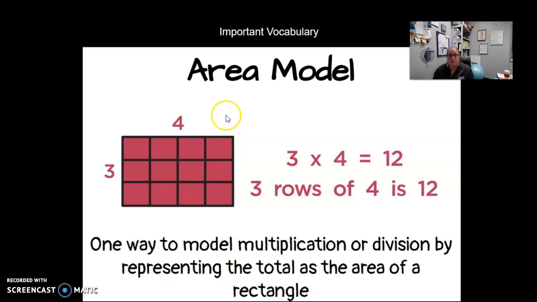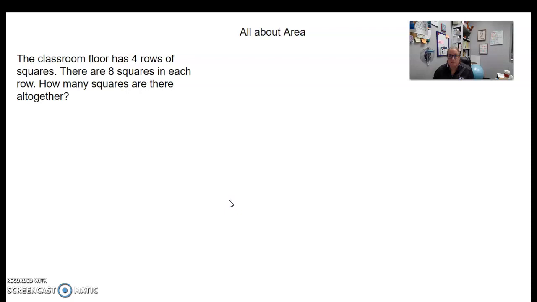So this should look really familiar to you whenever we've done multiplication. An area model is a way to represent multiplication or division by representing the total as the area of a rectangle. So we know how many rows you have and how many are in each row. And when we talk about area, that's all we're trying to figure out: how many rows there are and how many are in each row, and then what's our total. So let's look at this example.